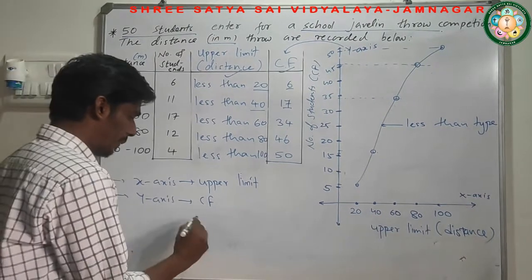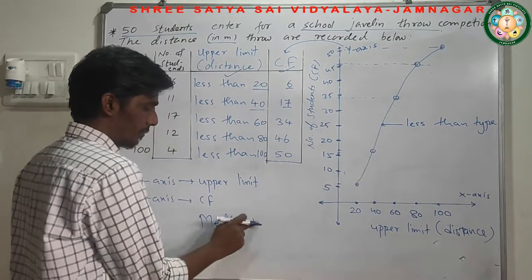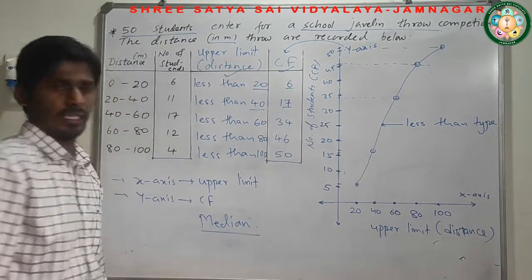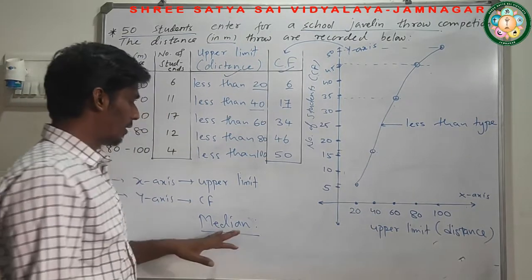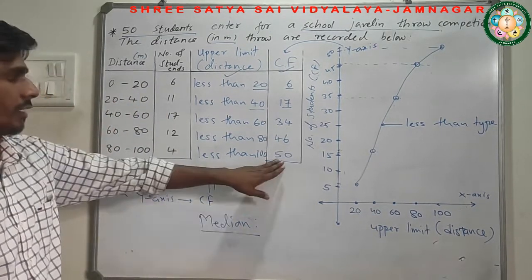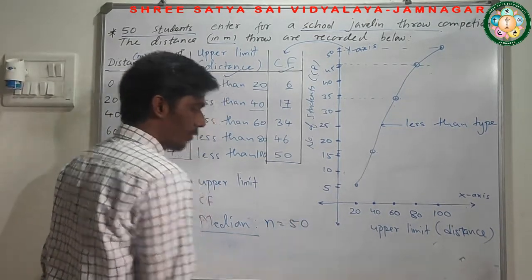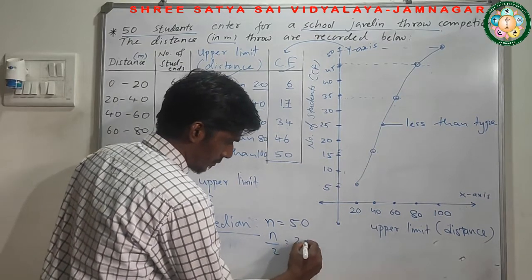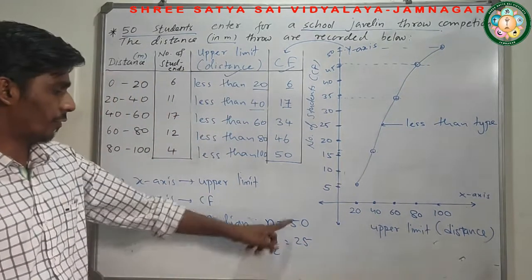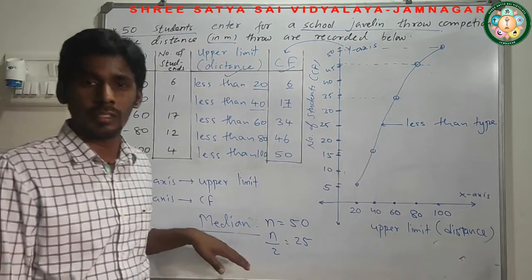Now its second part is to find the median. This is a very important point. It's a very simple thing, so try to understand. What is the total frequency here? It's 50. The total frequency is 50. What is n by 2? It will be 25. 50 by 2 is 25. Here we are going to find the median without using a formula.